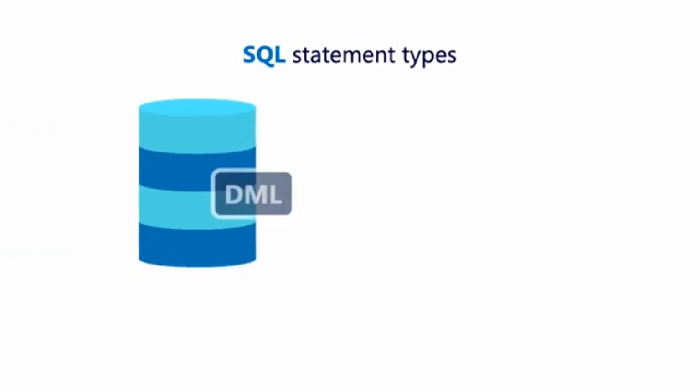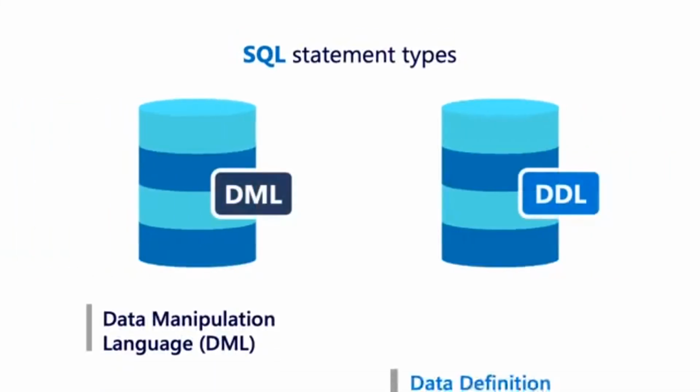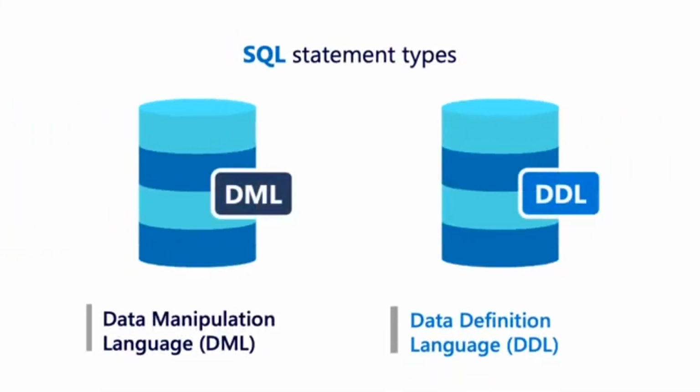They are Data Manipulation Language, or DML, and Data Definition Language, or DDL. You use DML statements to manipulate the rows in a relational table. These statements enable you to retrieve or query data, insert new rows, or edit existing rows. You can also delete rows if you don't need them anymore.